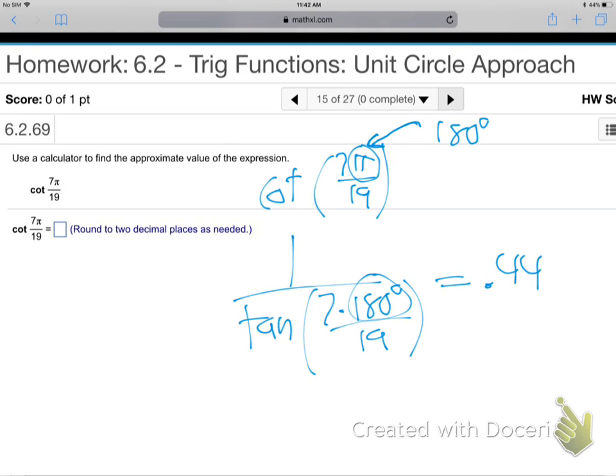What I did there, if you can read that a little bit: 1 over tangent, 7 times 180 divided by 19. I don't bother to close the parentheses. You don't need to. All right, there we go. So, good question. If you have any trouble with that, come see me. Be glad to help with calculator stuff.